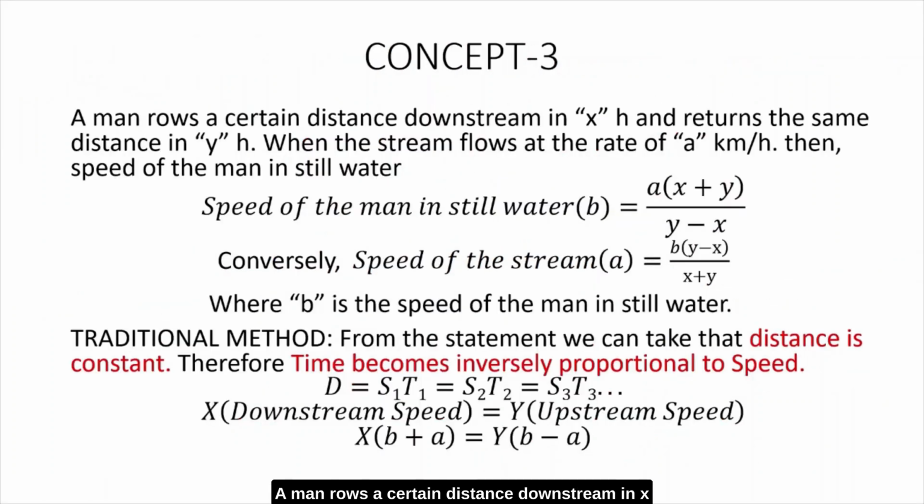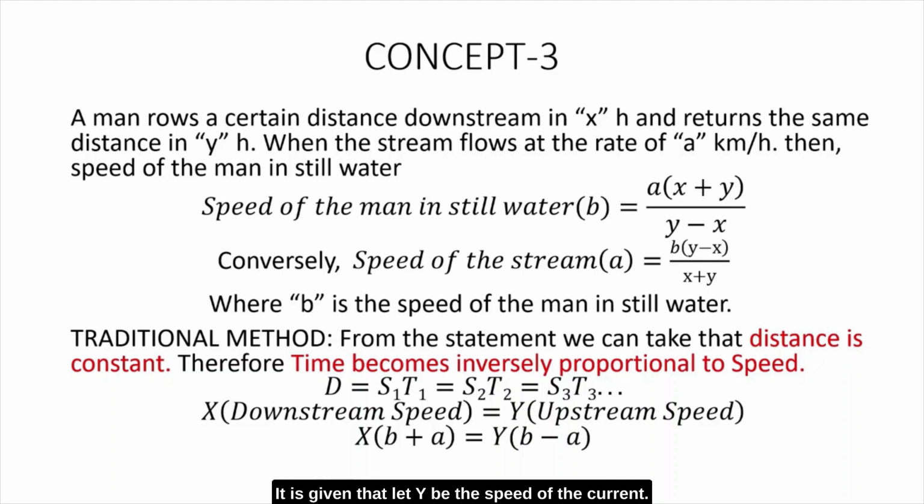A man rows a certain distance downstream in x hours and returns the same distance in y hours. When the stream flows at the rate of a kilometer per hour, what is the speed of the man in still water? It has been given that the time taken to row downstream is x and the time taken to row upstream is y.